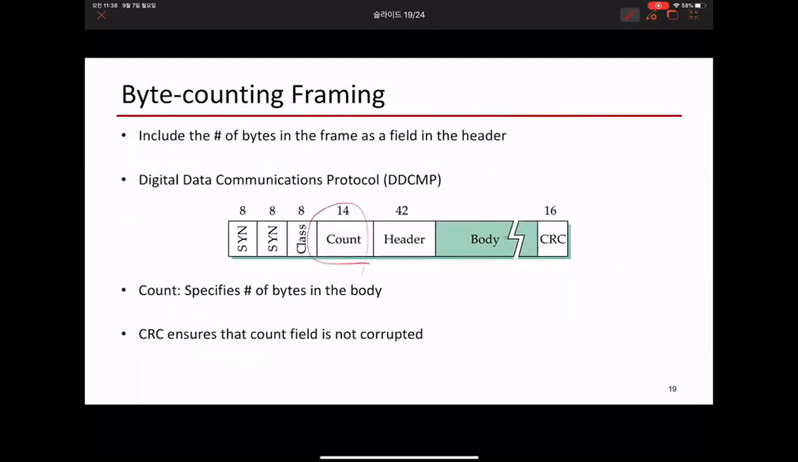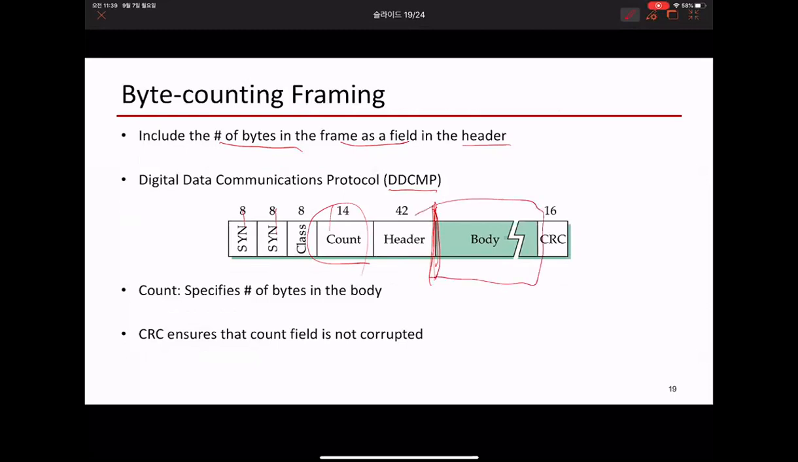We're using a count. So before we start, we declare how many bytes I'm sending. It includes the number of bytes in the frame in a field of the header. This is an example of DDCMP. DDCMP is Digital Data Communication Protocol. We do the very same thing. So the header says, after the header, actual messages are coming in.